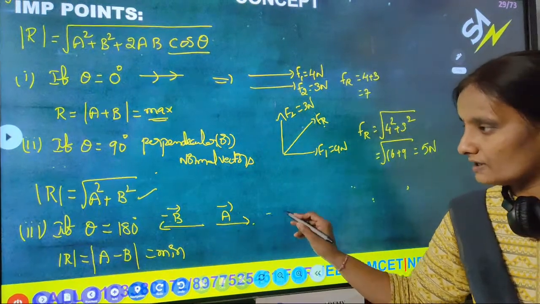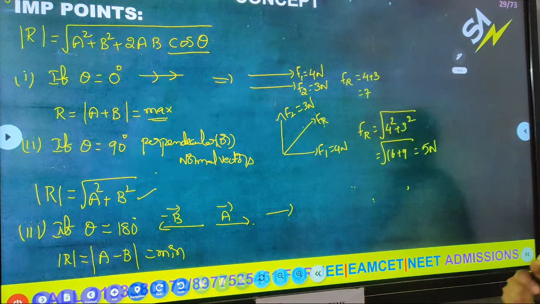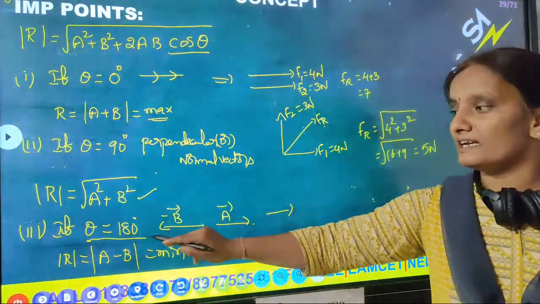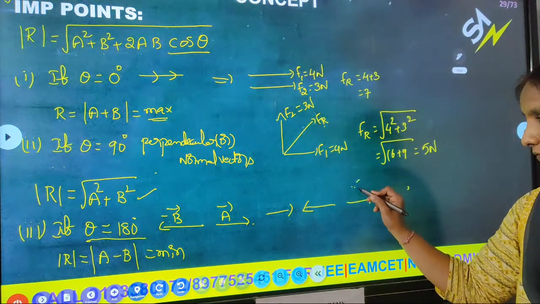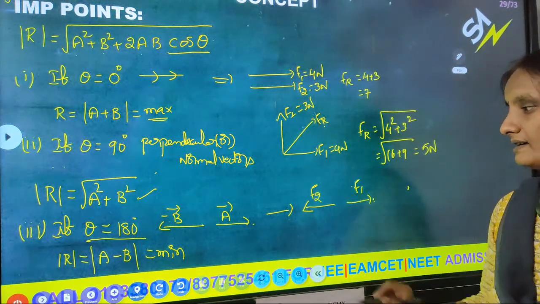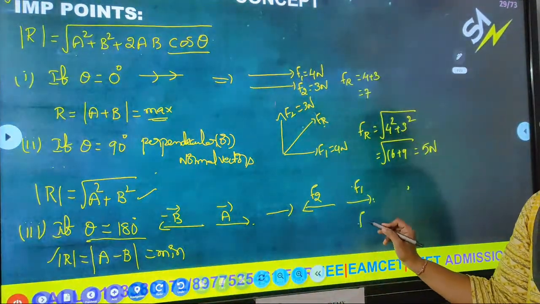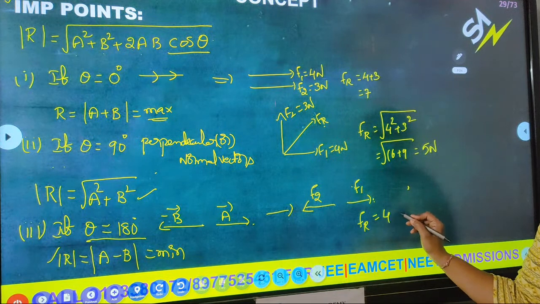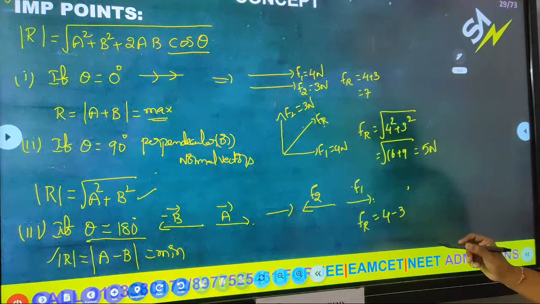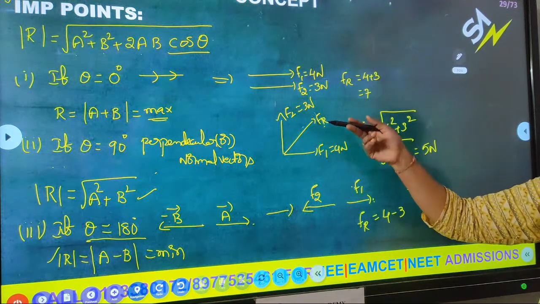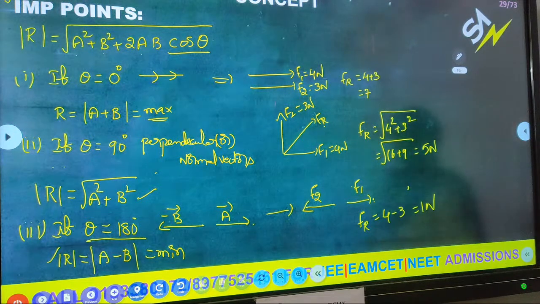And let us check with the anti-parallel vectors or opposite vectors having an angle between them of 180. So here these two force vectors are in opposite directions. We can use this result. Then the resultant force is equal to 4 minus 3, like F1 minus F2, or if it is greater you can take the difference between them, which is equal to 1 newton.